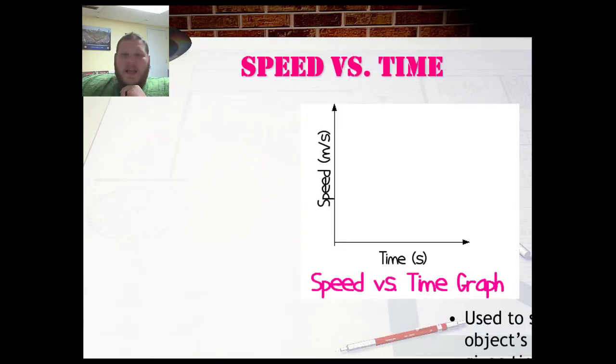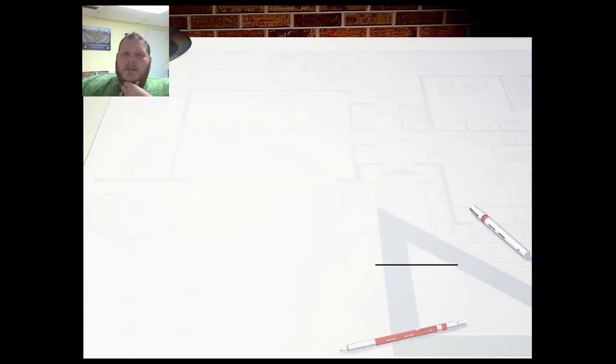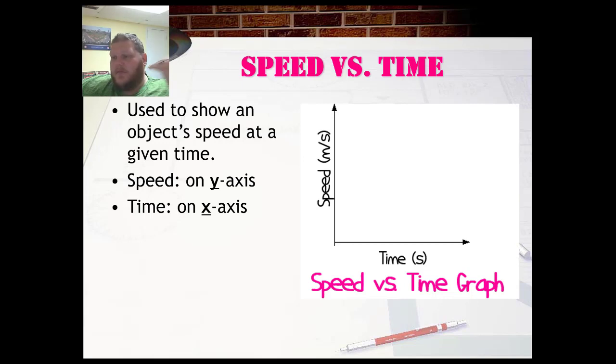So speed versus time graphs, those are, again, velocity time graphs. Very similar. My y-axis here is my velocity or my speed. My x-axis is still time. So in this case, it tells me how my velocity is changing or how my speed is changing over time.